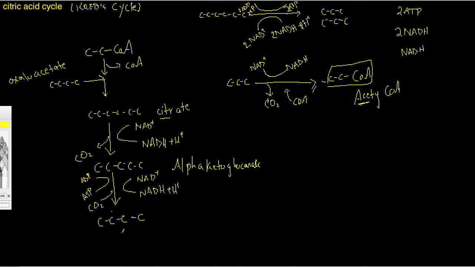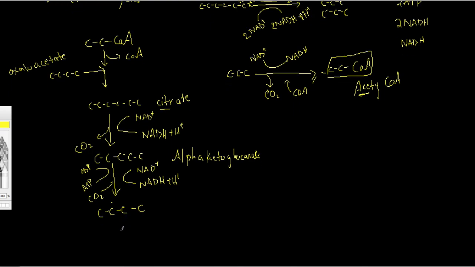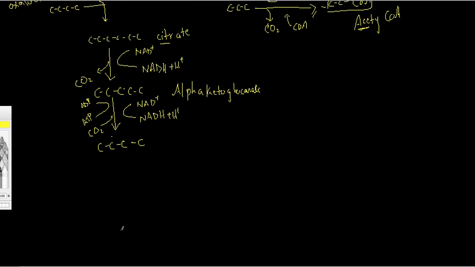Next, in the next process, we go from a 4-carbon chain molecule. So now we have a 4-carbon chain molecule, and this carbon chain molecule is actually called succinate, if I'm not pronouncing it wrongly.